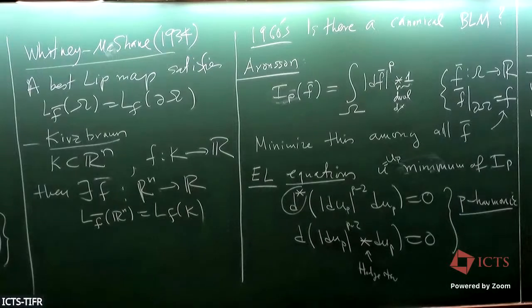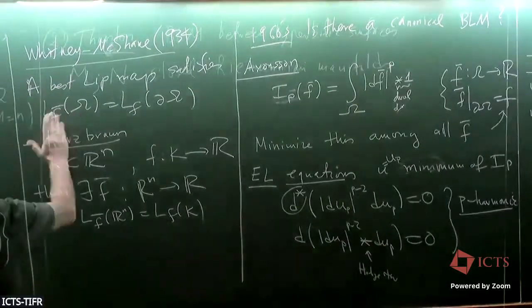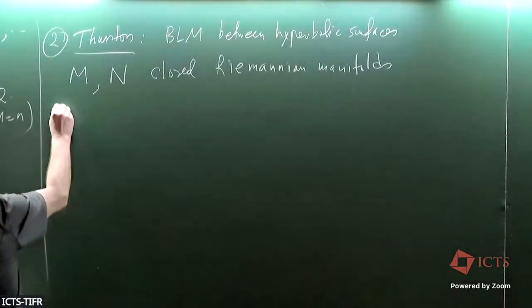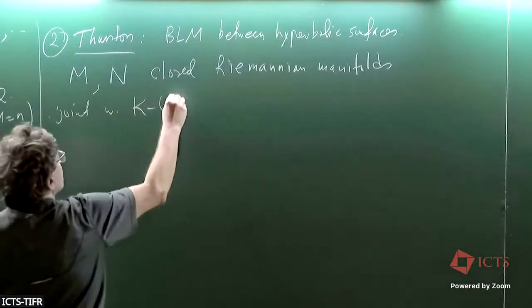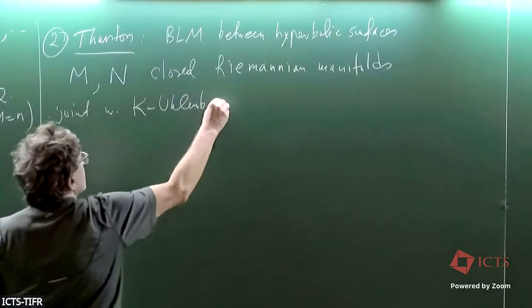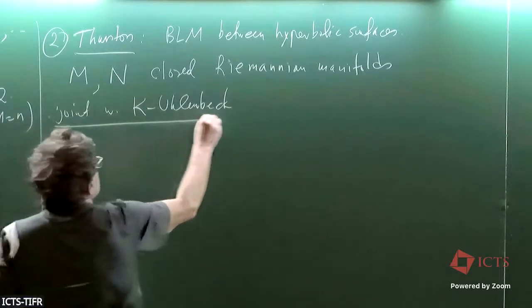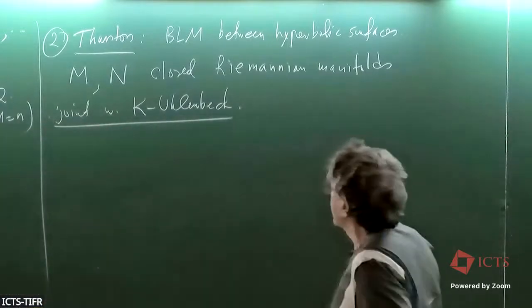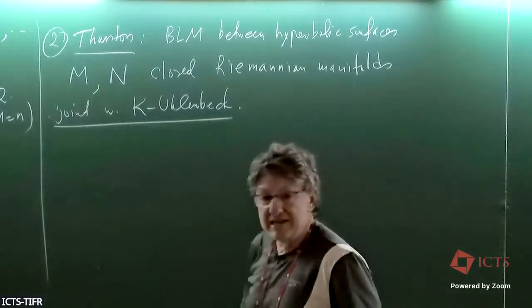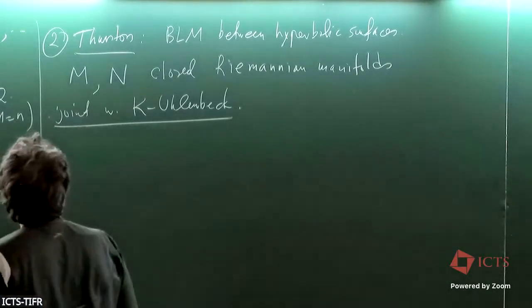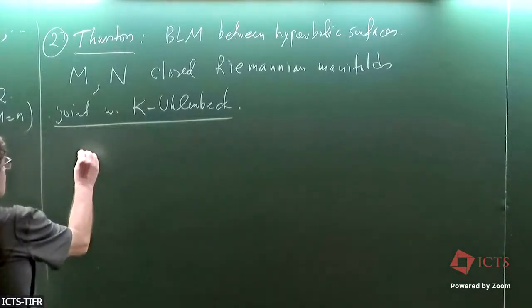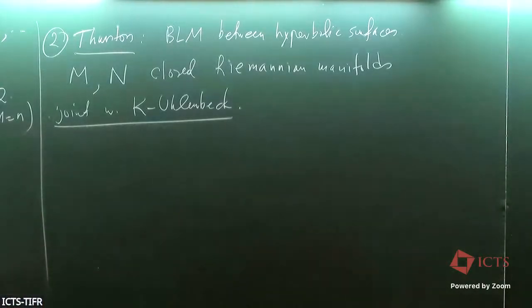So this is what we'll describe now, some joint work with Karen Uhlenbeck. One way to construct something that's geometrically relevant to Thurston, in other words the best Lipschitz map, is to modify the functional, the I_p.